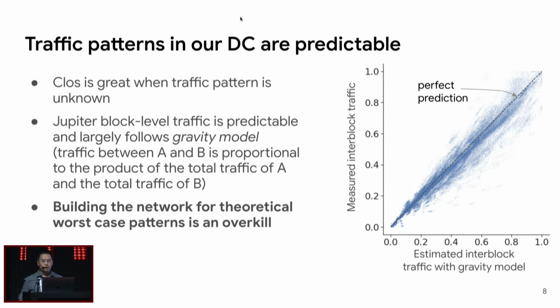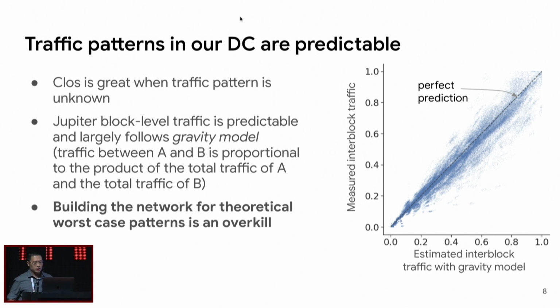Cloud is great when traffic patterns are unknown or are shifting very fast and arbitrarily. However, we found the aggregation block level traffic to be not only relatively stable and hence predictable, but also largely follows what we call a gravity model, which is quite benign.